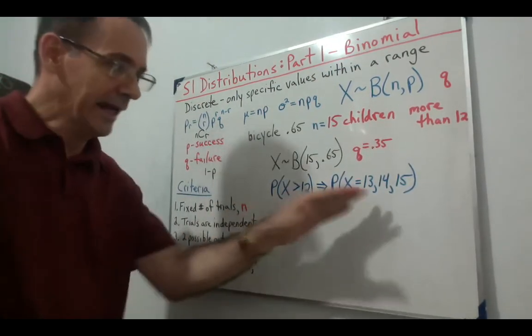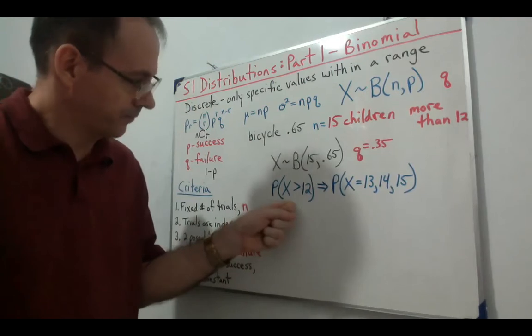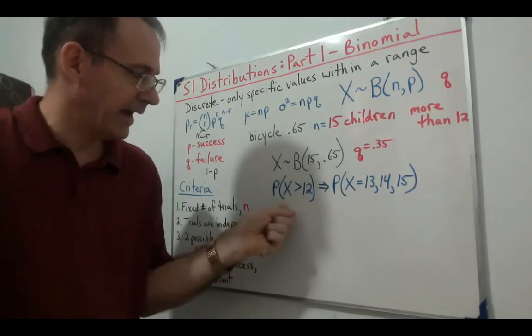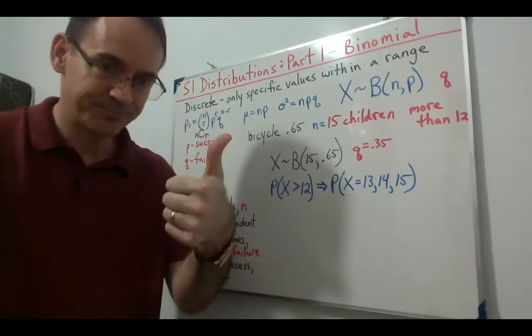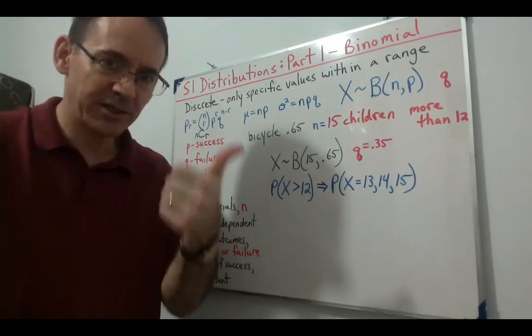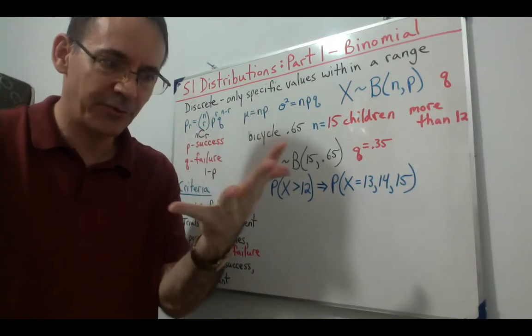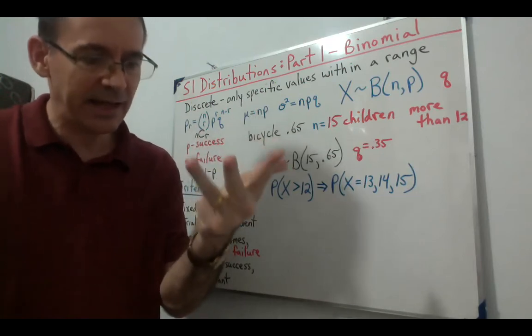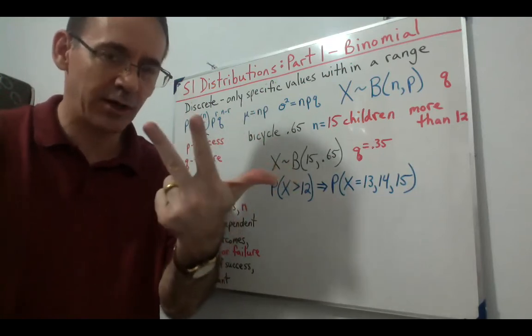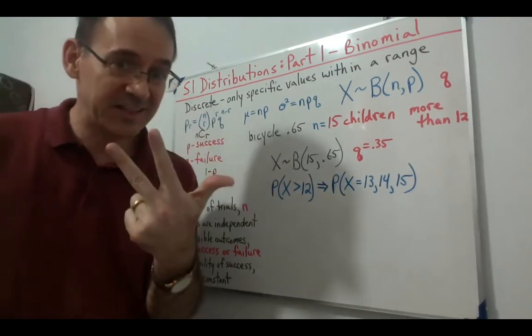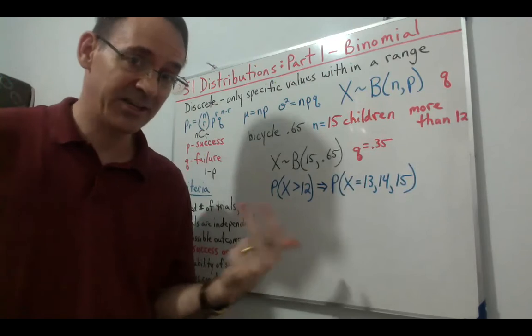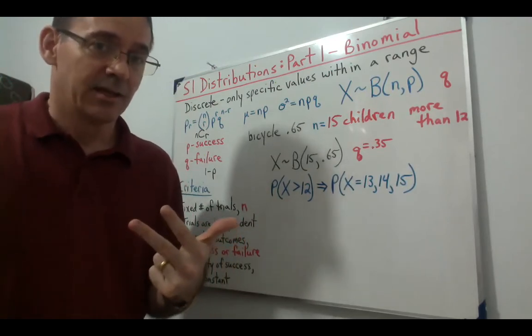So why did I do that? Well, if you go X greater than 12, then that means you have to start at 0. No children own a bicycle. 1, 2, 3, 4, 5, 6, 7, 8, 9, 10, 11, 12. That means you have to do this formula 13 times because you're starting at 0. That's a lot.